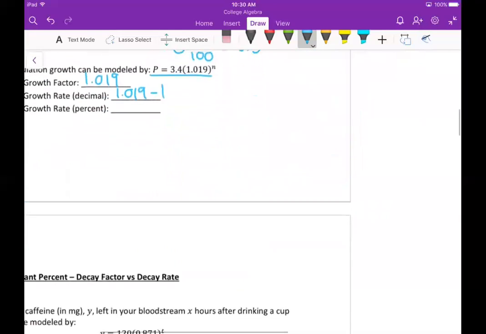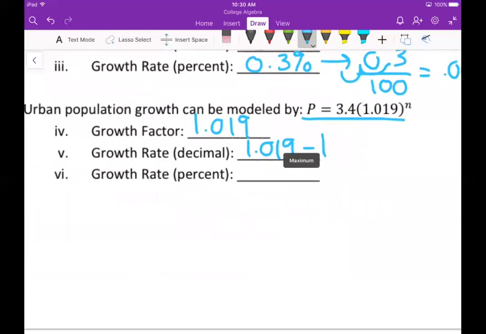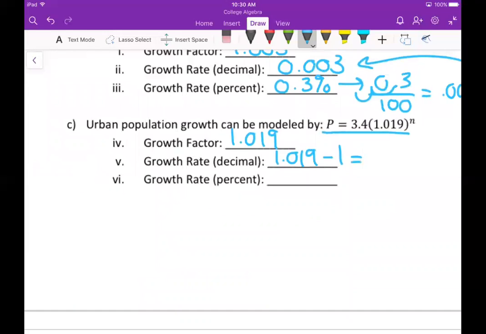I tried to just do that in reverse. So take your growth factor minus 1. That's the 0.019 you're seeing, which means that this population, moving that decimal back twice to convert it to a percent or multiplying by 100, is 1.9%. So the nice part here too is that given a function, we can report that growth rate.